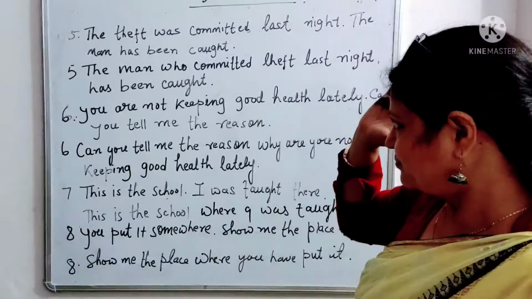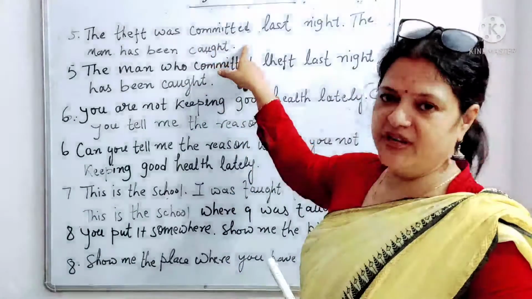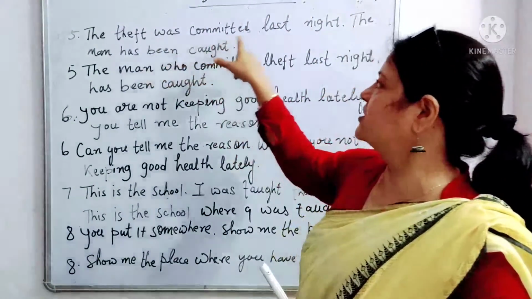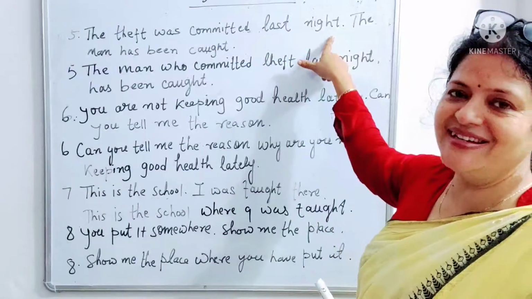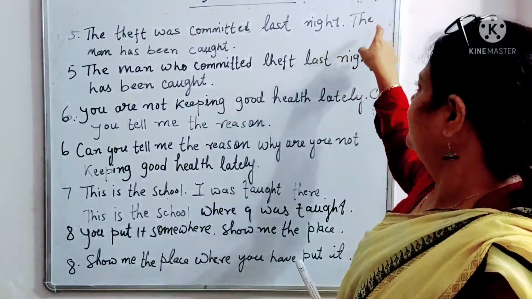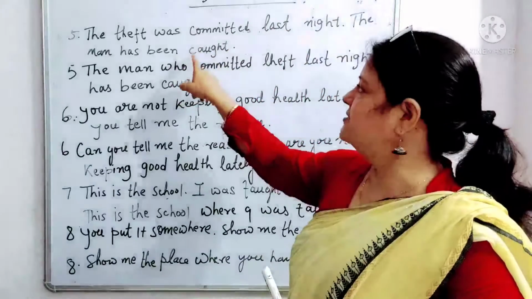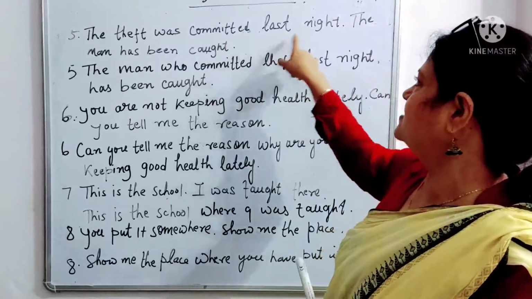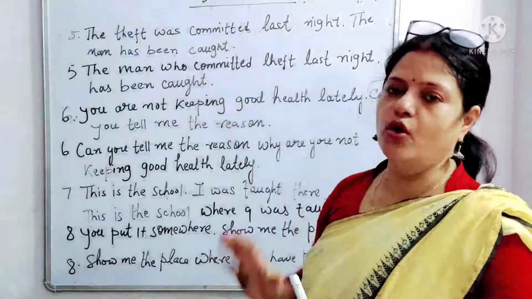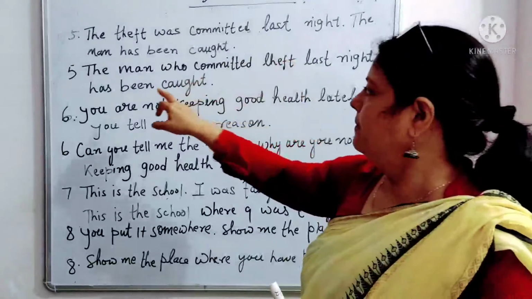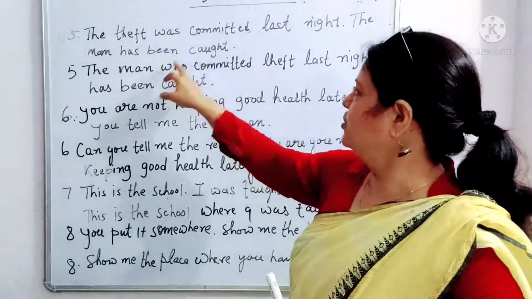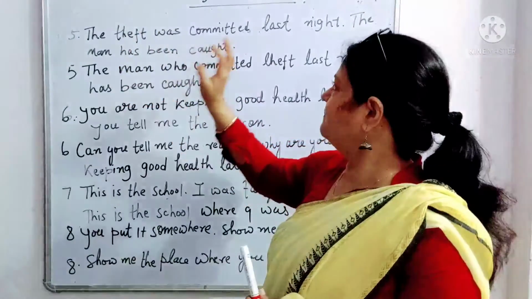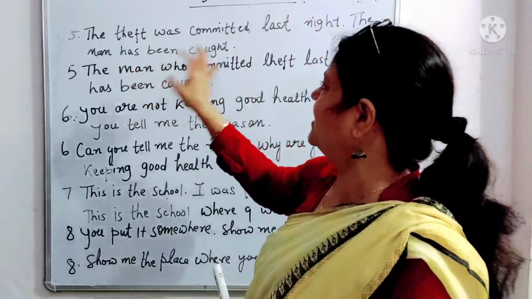Okay, so the theft was committed last night. This sentence is in passive voice. Second sentence, the man has been caught. Now what we'll do: because we are talking about the man, the theft was committed last night, the man has been caught.